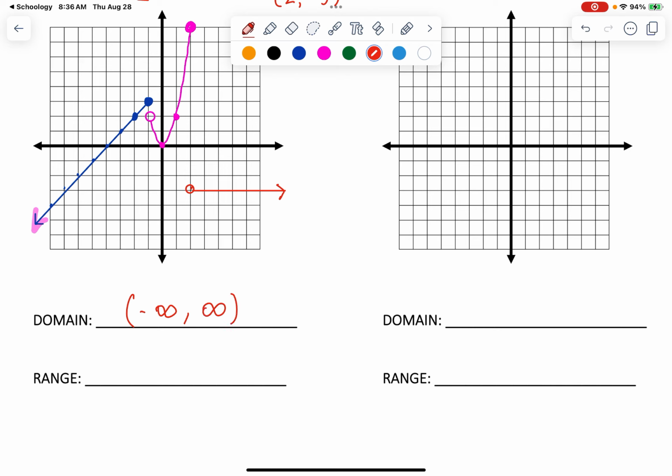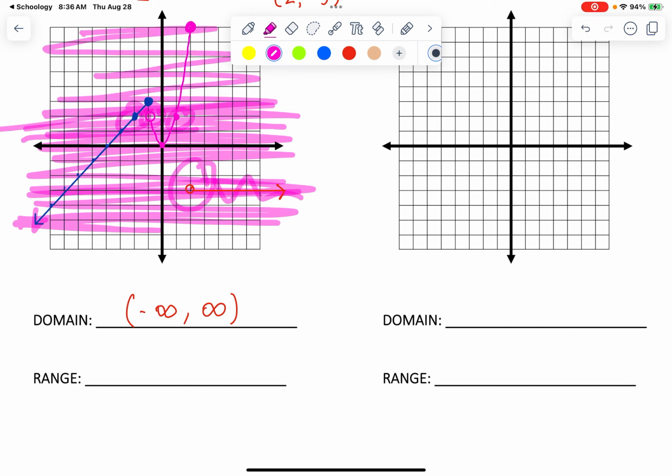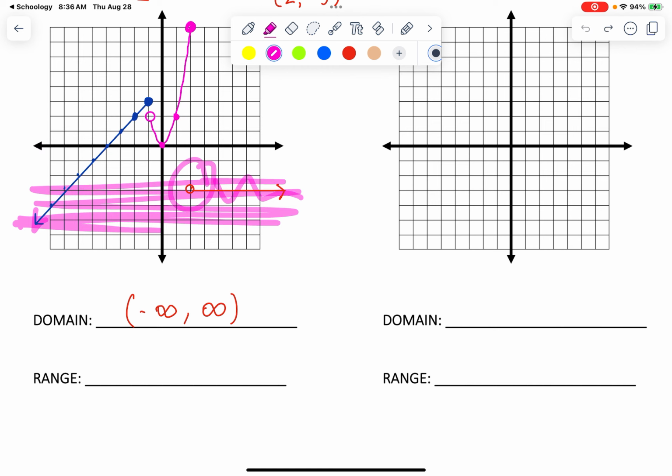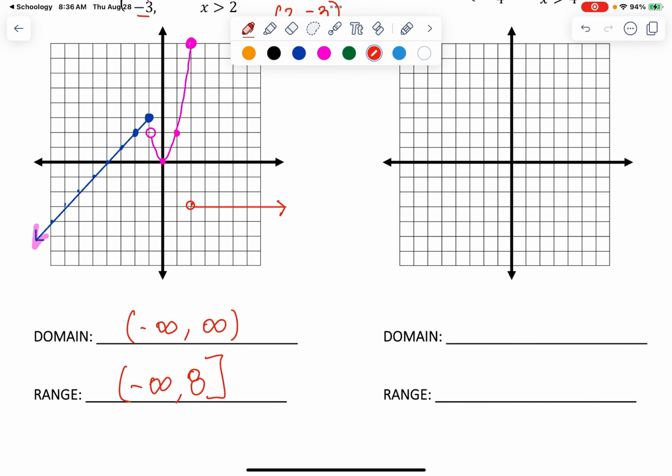My range, the lowest my graph goes, there's an arrow pointing downward, right? There's y values here. There's a hole right here. But guess what? There's still y values there. There's y values here, here, here. And then all of a sudden they stop right there. So my y values stop at 8. Let me get rid of all this crazy highlighting. So -infinity to 8, and then there's a bracket on that answer because there is a point at (2, 8).